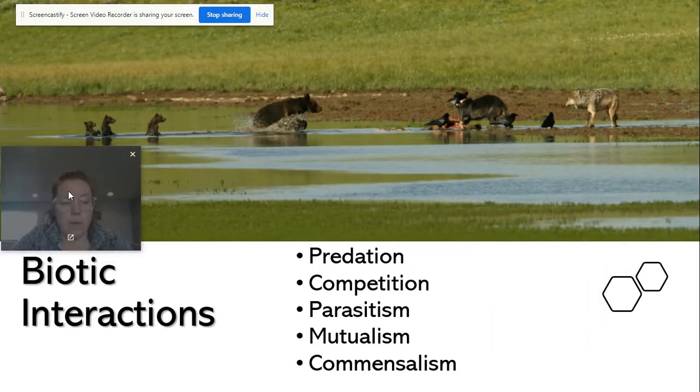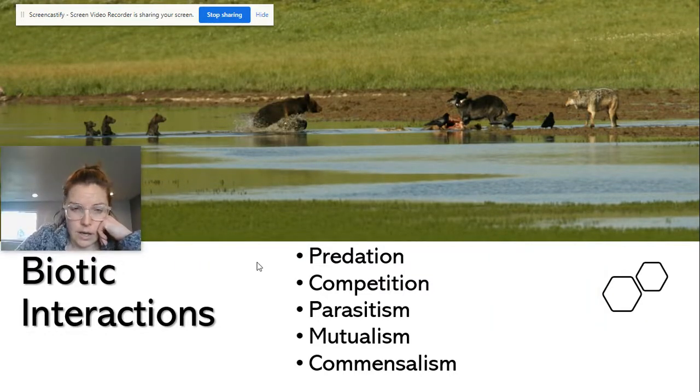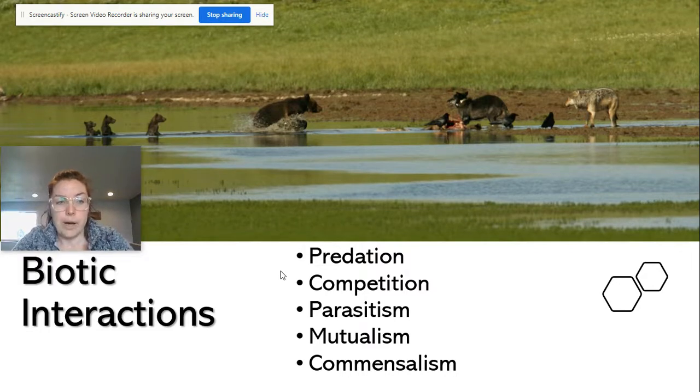So we'll be talking about biotic interactions. When I talked about ecology, we split it up into two portions: how do organisms interact with each other, and how do they interact with the environment? That interaction with each other is the biotic portion, living things interacting. There are five major ways that we're going to be talking about: predation, competition, parasitism, mutualism, and commensalism.